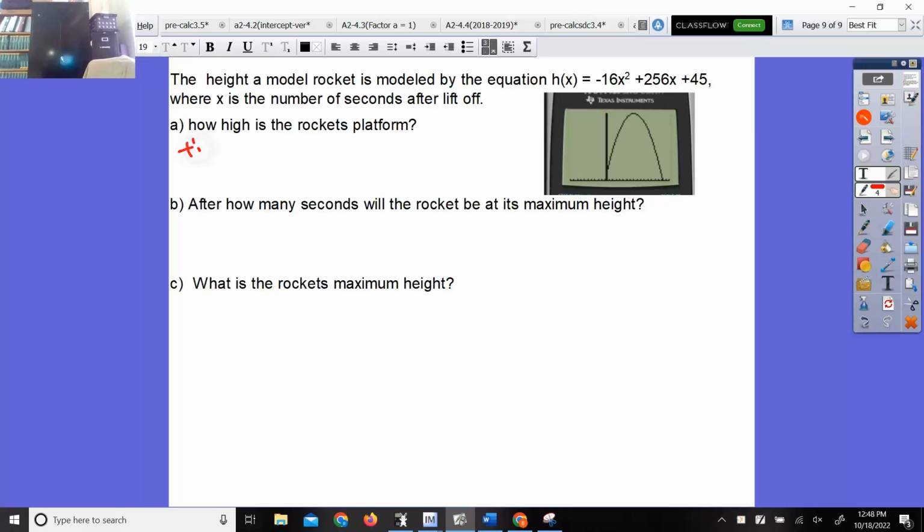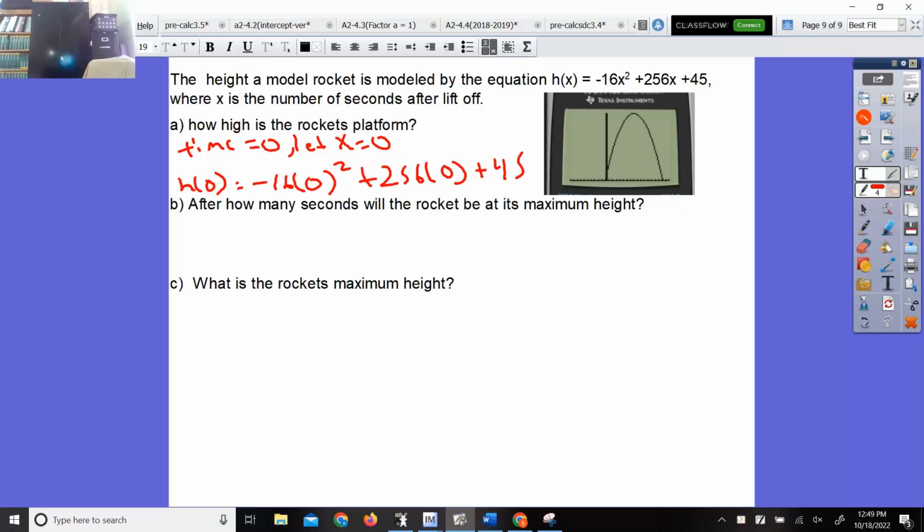Time is zero. So what do you let x be? You let x be zero. Not everybody can look at something and plug in a zero. The height of zero is negative 16 times zero squared plus 256 times zero plus 45.